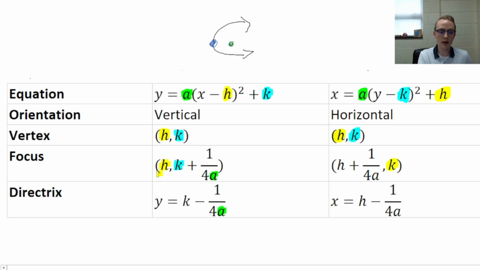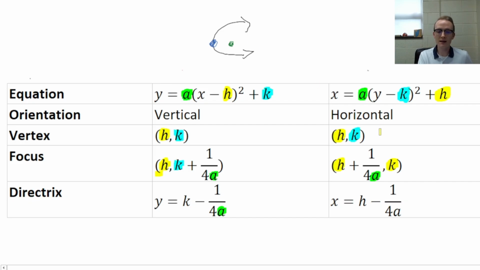Just like the x-coordinate here didn't change in a vertical parabola, in a horizontal parabola, the y value is not going to change. It's now the x value of this focus that's going to change because it's a little farther to the right in a parabola that's opening to the right. So we're going to need to add to the x-coordinate of our vertex. So the x-coordinate of our vertex is h, but we need to add still 1 over 4a units because this vertex is moving to the right.